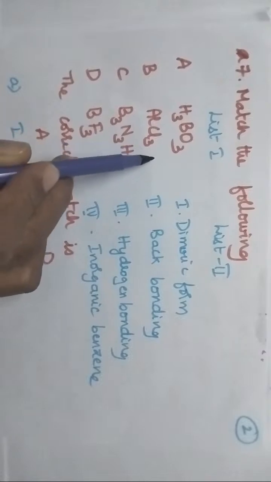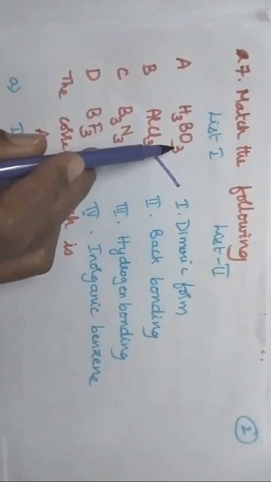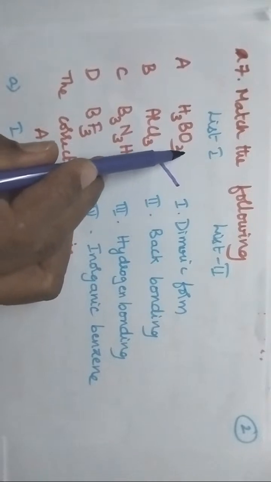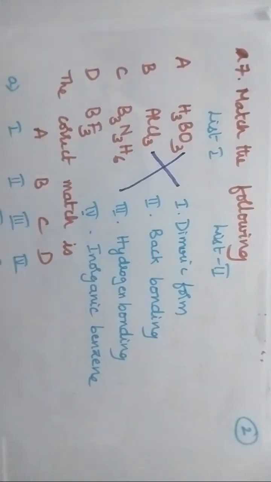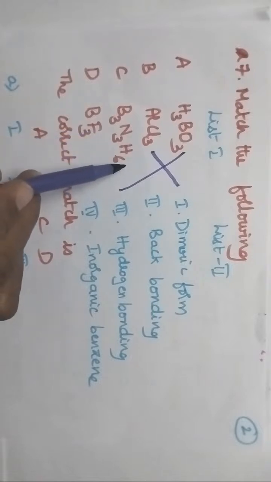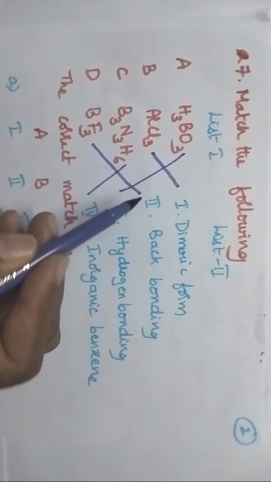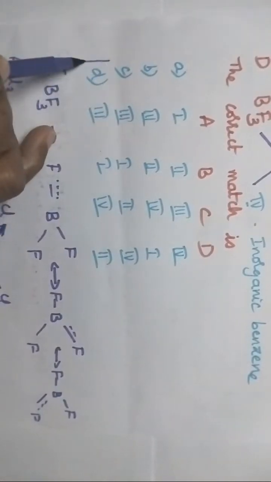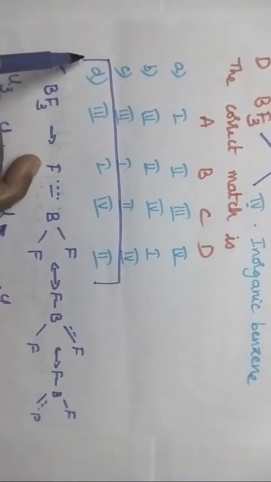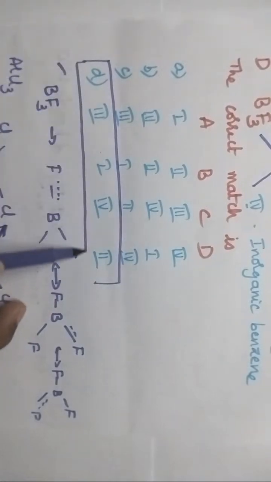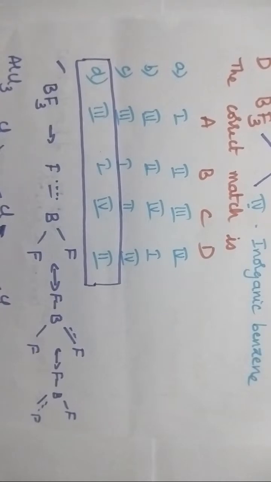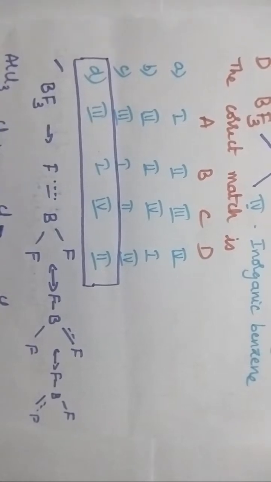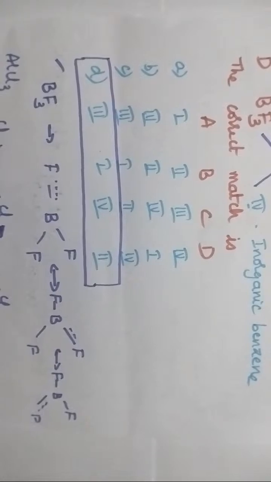AlCl3 is having dimeric structure. H3BO3 means here oxygen is present and hydrogen are also present. So it shows hydrogen bonding. B3N3H6 is called as inorganic benzene. BF3 is having back bonding. So the right answer is option D, that is 3142. Option D is the right answer. Clear? Is it clear?